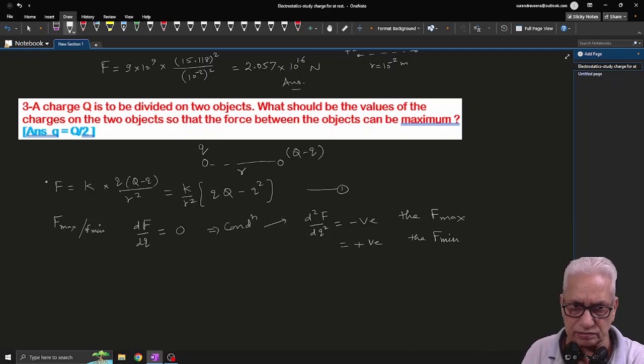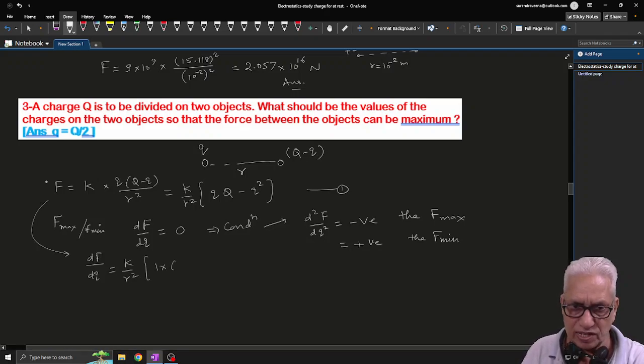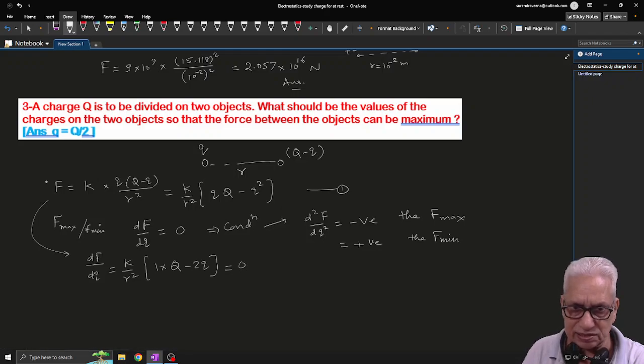Applying this method here, we are differentiating force with respect to charge. So what will the first derivative be? K upon R square, differentiation of this: q gives 1, so capital Q minus 2q. We will put this equal to 0 as per this given condition. So this will become 0.